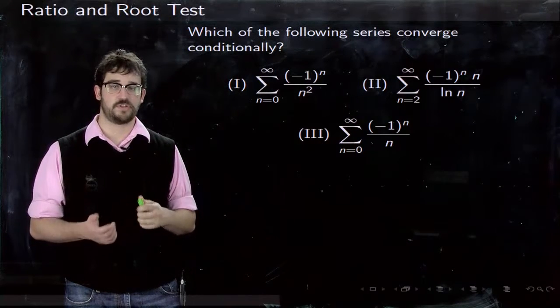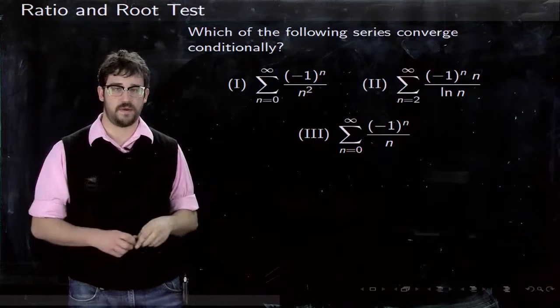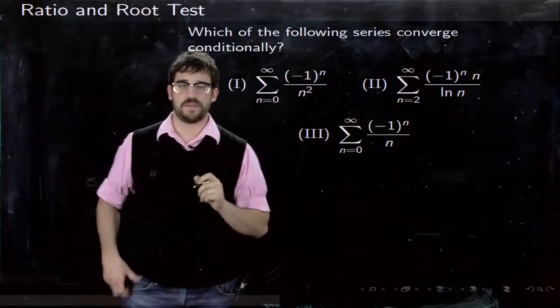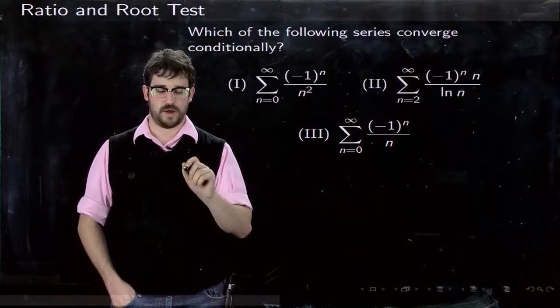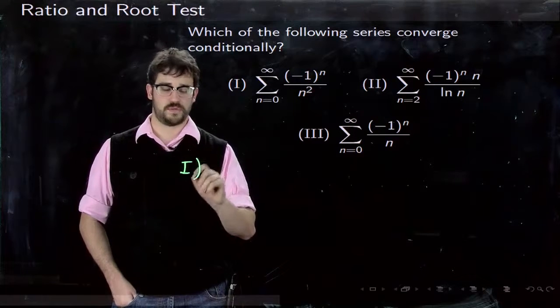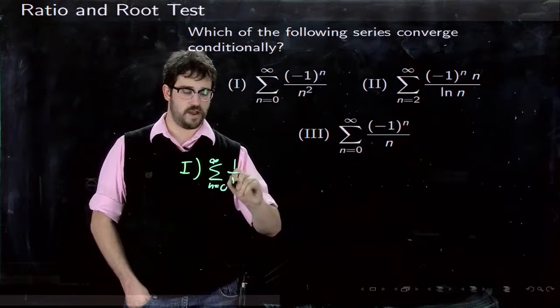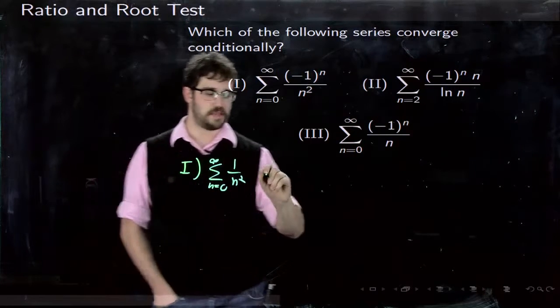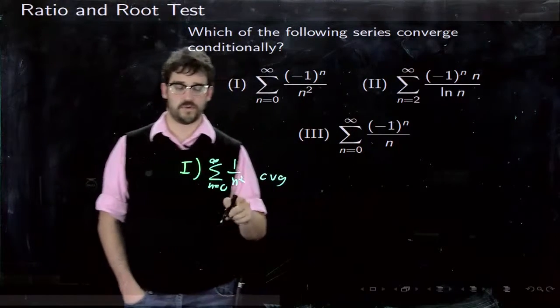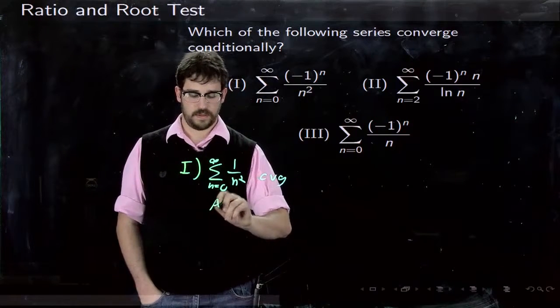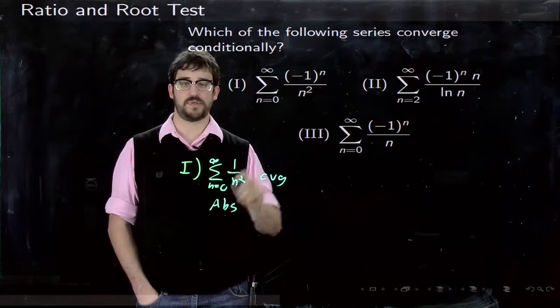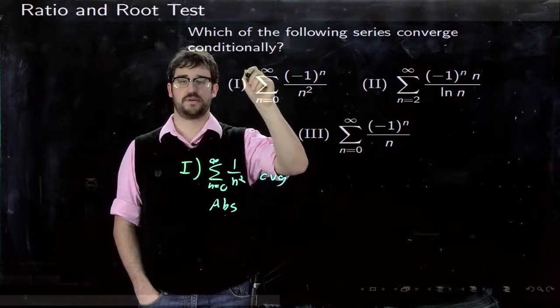Well, let's first do absolute convergence to eliminate those. We can say if we do the absolute value of the first one, then we are just going to get the sum of n equals 0 to infinity of 1 over n squared, which converges by the p-test. So this converges absolutely, and since it converges absolutely, it doesn't converge conditionally. So 1's not an option.